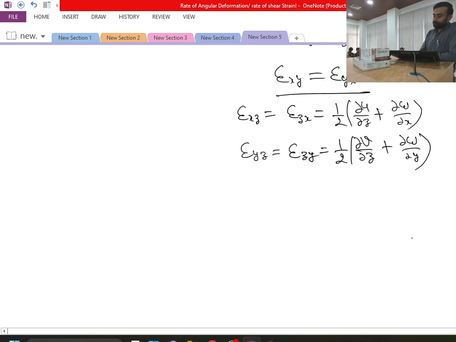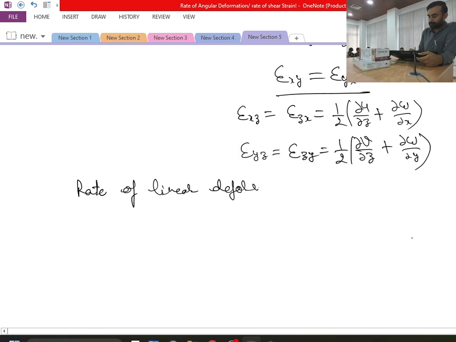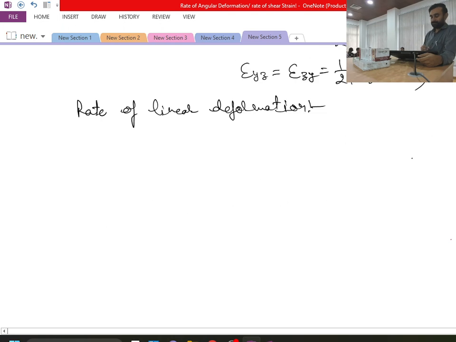Okay, now what next? Next is, we have talked about angular rotation, angular deformation, but one important part is still left, that is nothing but our linear deformation. Okay, so now let's try to quantify the rate of linear deformation. To quantify rate of linear deformation, what we will be doing?